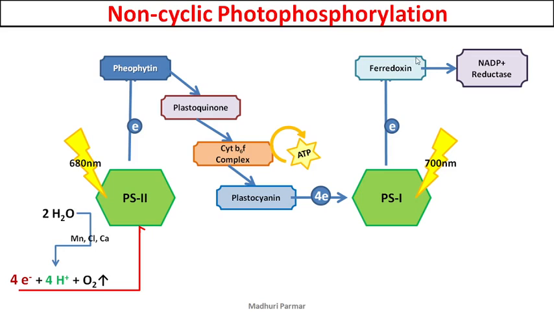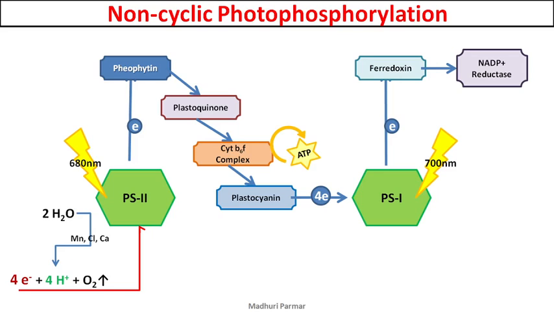Remember this is the same protein that we studied in cyclic photophosphorylation. Ferredoxin will give the electrons to an enzyme called NADP plus reductase. Clear? NADP plus reductase. Just recall the chapter which we studied previously, biomolecules, in which we discussed enzymes.